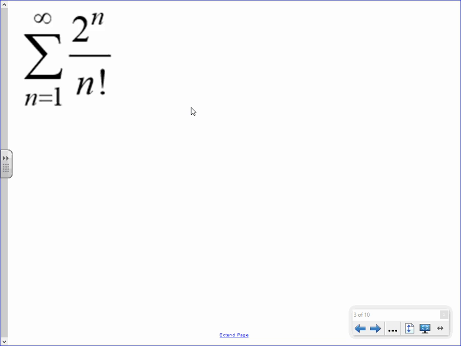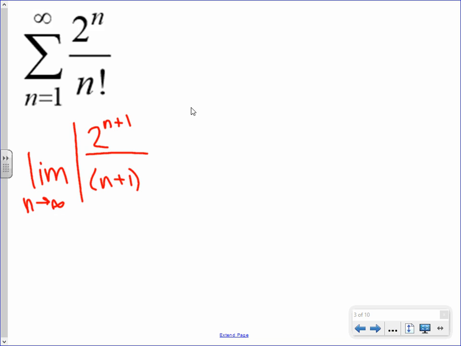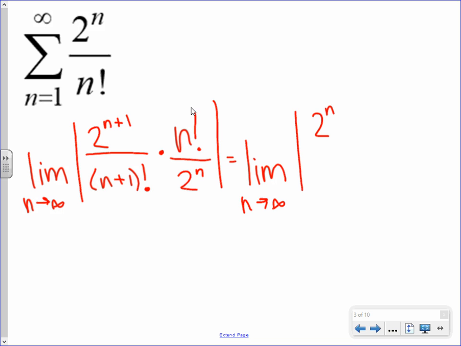So for the ratio test, we are going to take the limit as n approaches infinity of a sub n plus 1 divided by a sub n. Are you okay with me dividing by just multiplying by the reciprocal? Absolutely. Jake, did you have a question? Okay. So what I would do is I would group things together. I would group the 2 to the n plus 1 over the 2 to the n together. And then I would group n factorial over n plus 1 factorial. That way we can simplify.